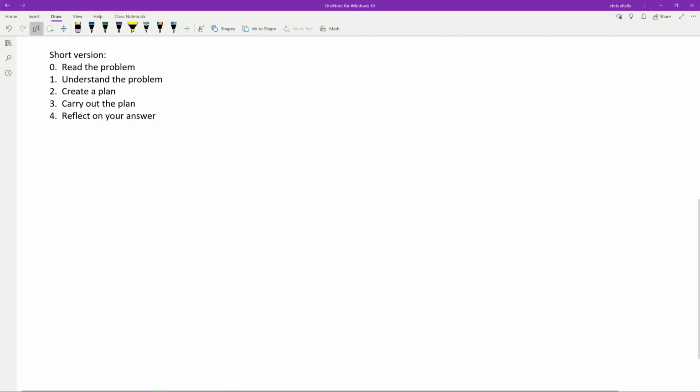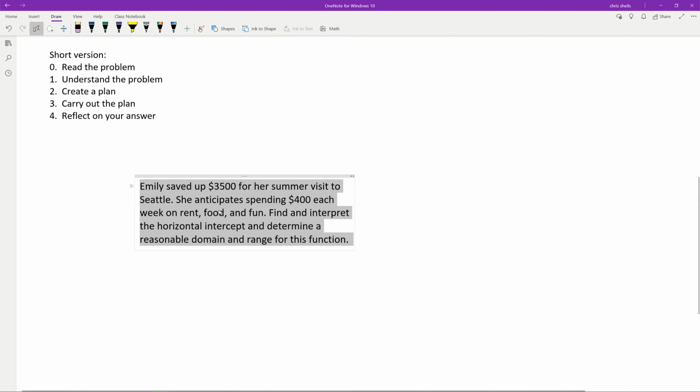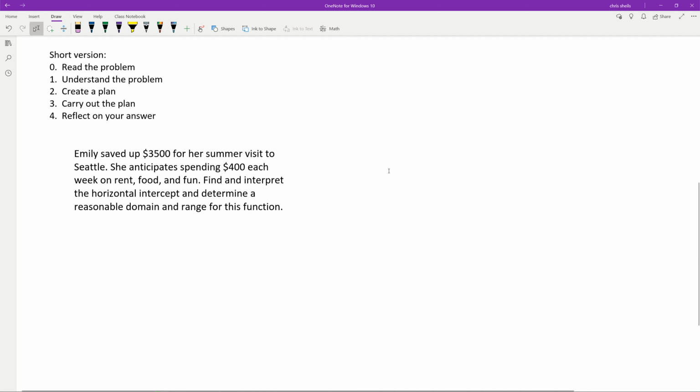So let's look at an example of a problem, and let's apply our problem-solving strategy. Let me increase the font size here. There we go. Emily saved up $3,500 for her summer visit to Seattle. She anticipates spending $400 each week on rent, food, and fun. Find and interpret the horizontal intercept and determine a reasonable domain and range for this function.